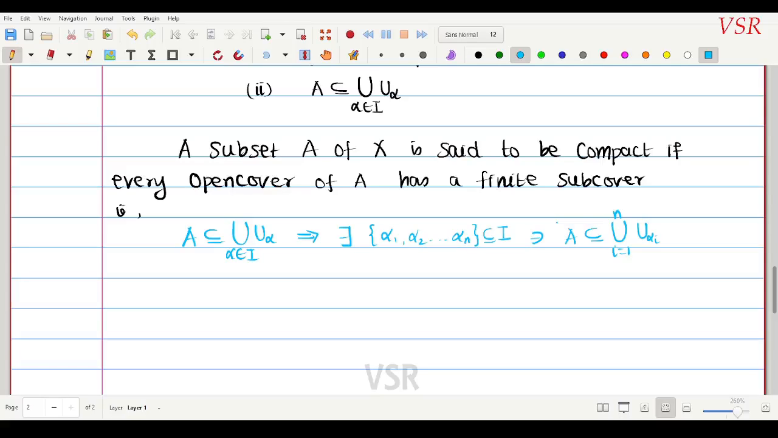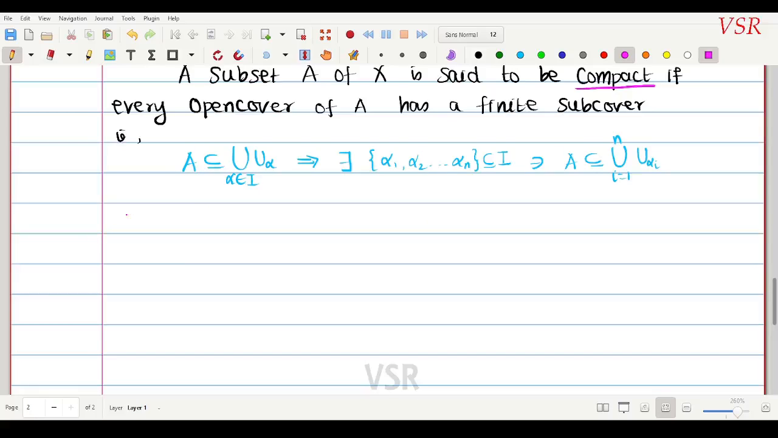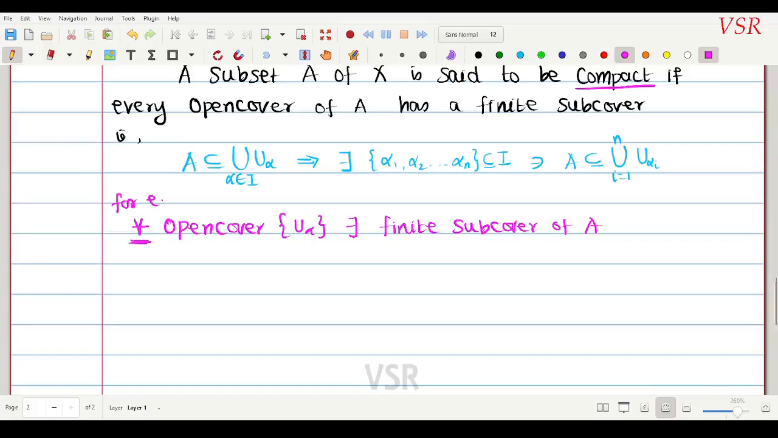So a subset is said to be compact if, look carefully, for every open cover there exists a finite subcover of A. This is very important, which is why I stress it: for every open cover, whichever open cover you give, there is a finite subcover of A. Every open cover of A has a finite subcover.